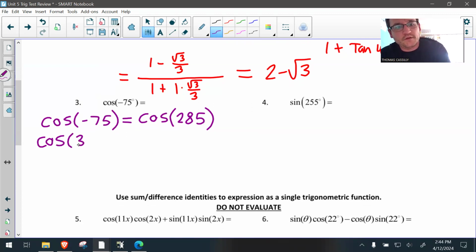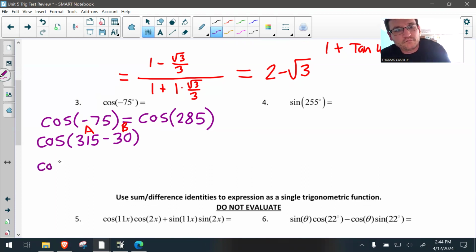Cosine of 315 minus 30. So again, this is angle A, this is angle B. Let's go from there using our cosine identity. We're going to have the cosine... Do I want to write that out? I'm just going to skip straight to it.